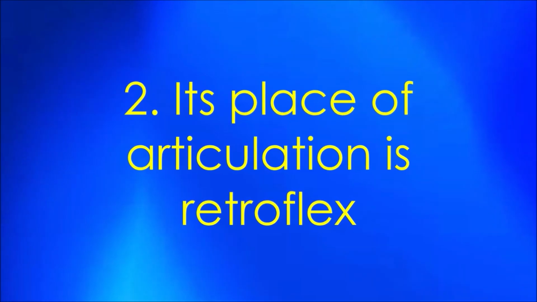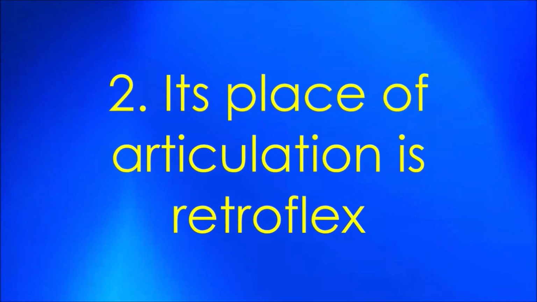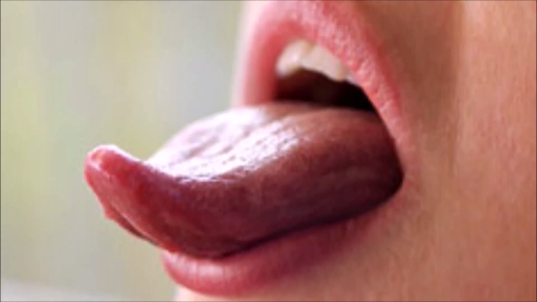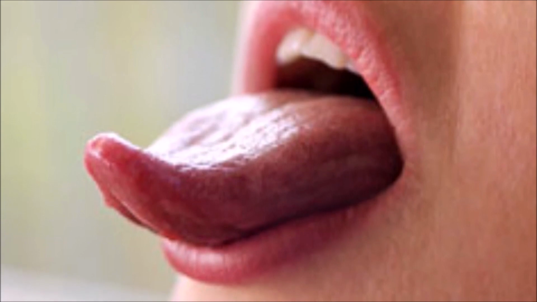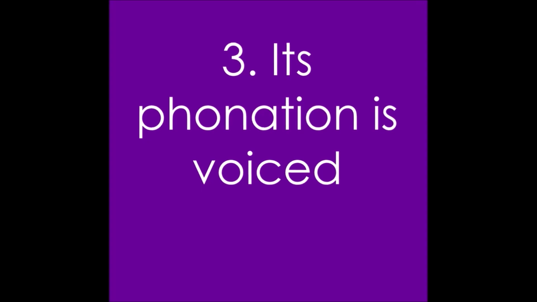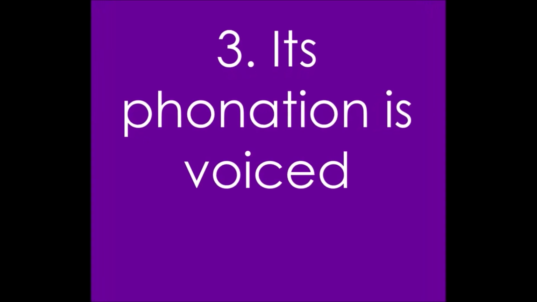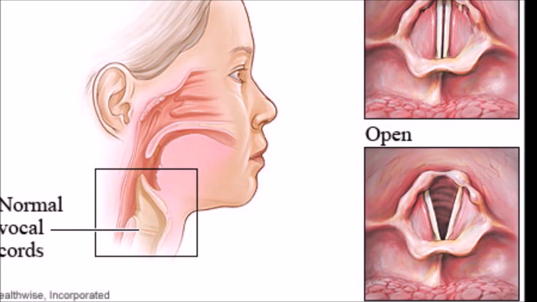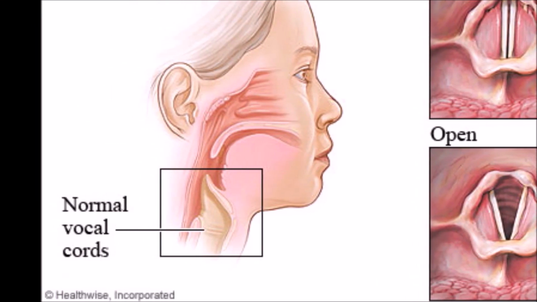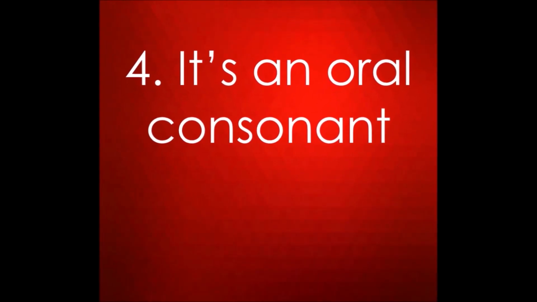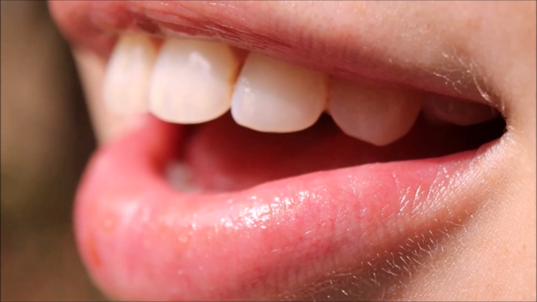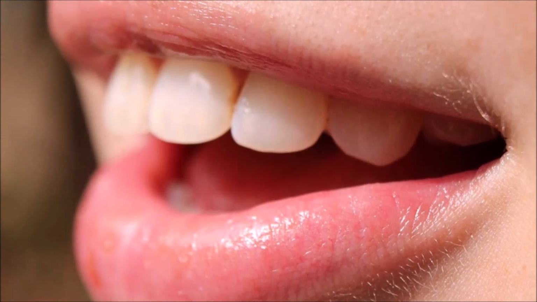2. Its place of articulation is retroflex, which means we articulate it by bending the tip of the tongue upward without touching the palate, so it's post-alveolar without being palatalized. 3. Its phonation is voiced, which means we vibrate our vocal cords during the articulation. 4. It's an oral consonant, and that means we allow air to escape through the mouth only.